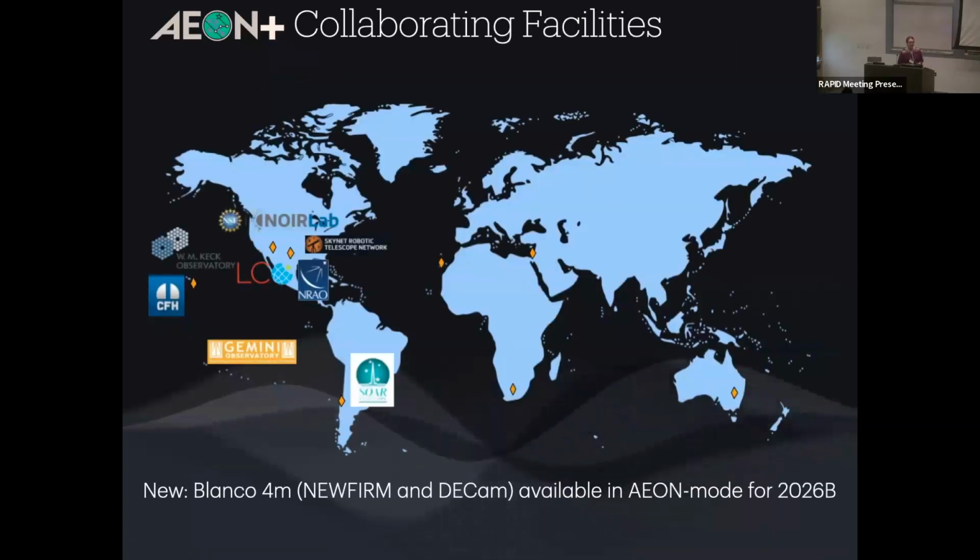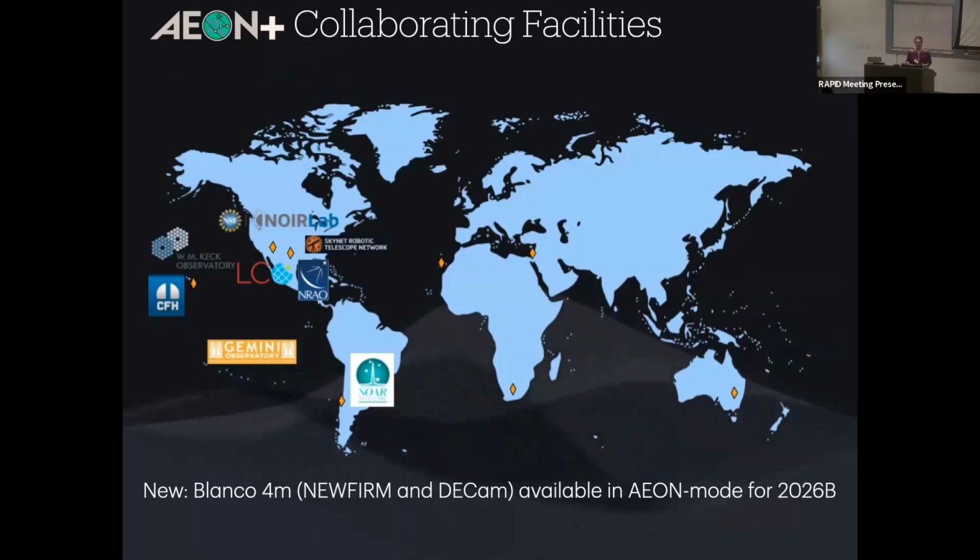So AEON began as a collaboration between NOIRLab, LCOGT, Gemini, and SOAR observatories, and has since expanded to include a number of the major facilities in the US and elsewhere. I did want to pause for a second and highlight some fantastic work by the NOIRLab team to bring in the Blanco 4-meter telescope to the AEON network, starting with the new FIRM spectrograph, but now DECam will also be available in AEON mode from 2026B.